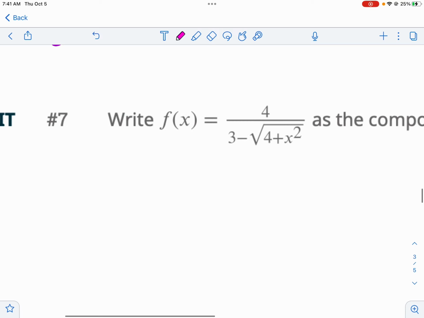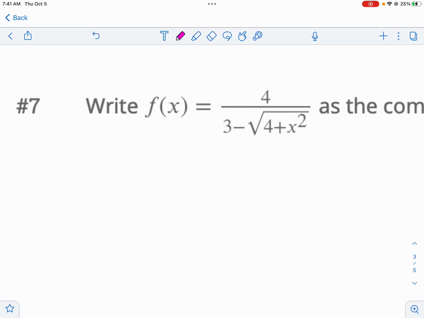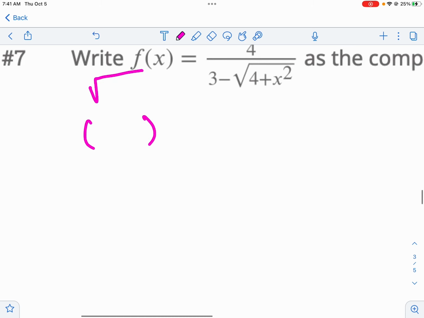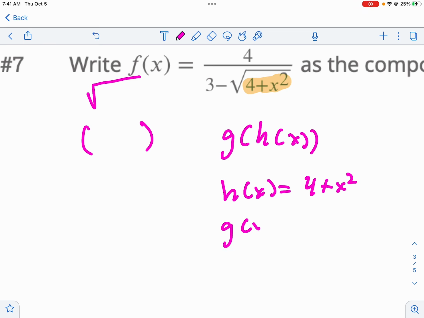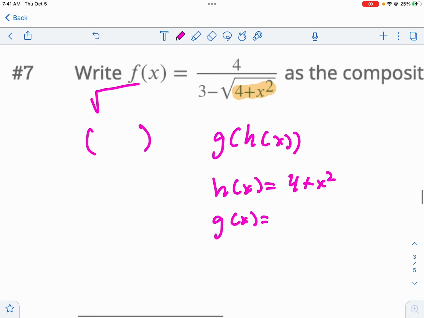So this one, same idea. The trick is to look for radicals or parentheses. That's how you know it's a good gist of what they are. So again, g of h of x. So h is what's inside, g is what's outside. So this is what's inside. So my h of x is 4 plus x squared. And my g of x is everything else. 4 over 3 minus square root of x. Because this will come in there and it will create the original.